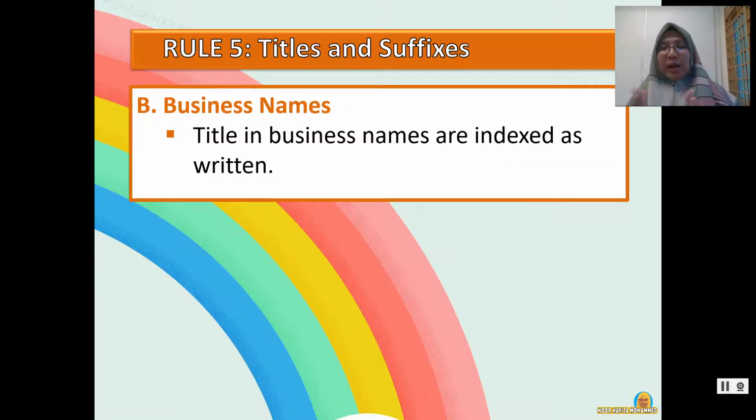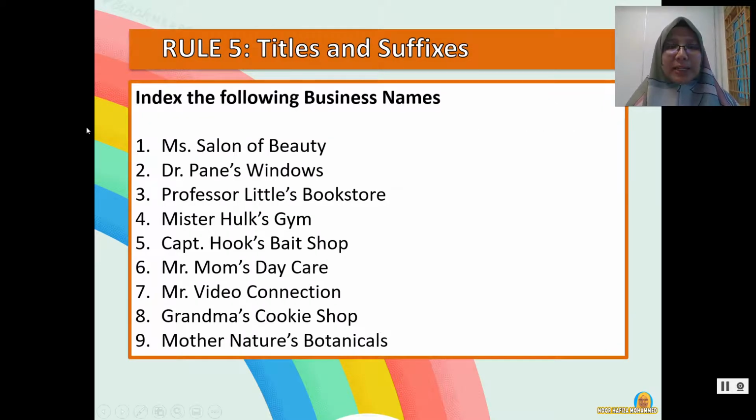So how about business names? Previously, we discussed the personal name, the title and suffix in the personal name. So what happens when you have a title and suffix in the business name? This is an example for the business name. Let's recap rule number 1B. For any business name, you need to apply the rule index as written.